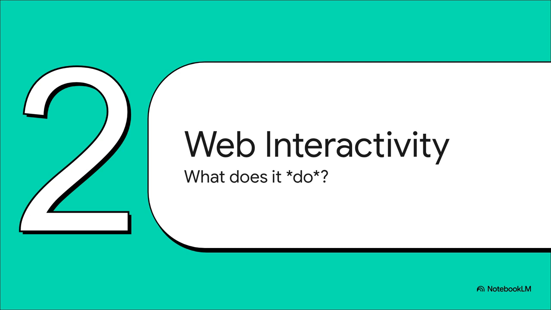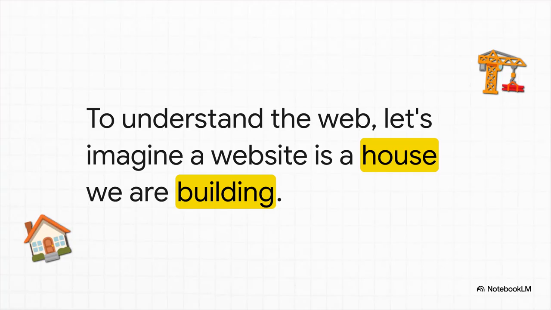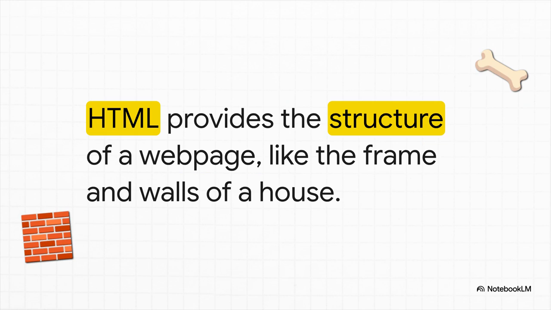All right, so we've got the technical definition down, but what does that actually mean? Like, what does JavaScript do on a website in the real world? The best way to get our heads around this is with a simple analogy. Let's imagine for a second that a website is a house. So, when you build a house, the very first thing you need is the structure, right? The frame, the walls, the roof, the basic bones of the building. In the web world, that's HTML. It's the skeleton of the web page.